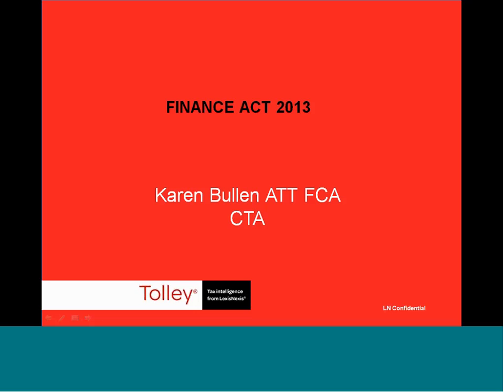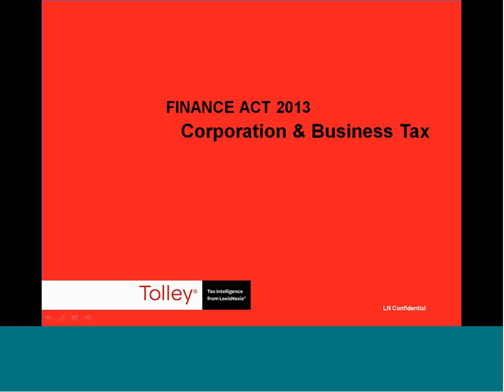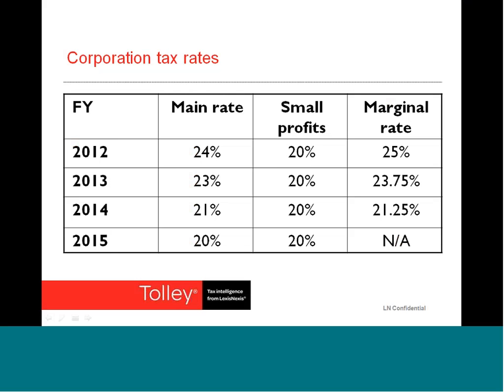Now, I'm going to start the talk by having a look at corporation tax and business tax first. And that's what we'll be looking at in this lecture, which we've called Part 1. So the first thing to notice is that corporation tax rates at the full rate have been going down. They're going down year on year on year. Small profits rate is staying at 20% throughout.